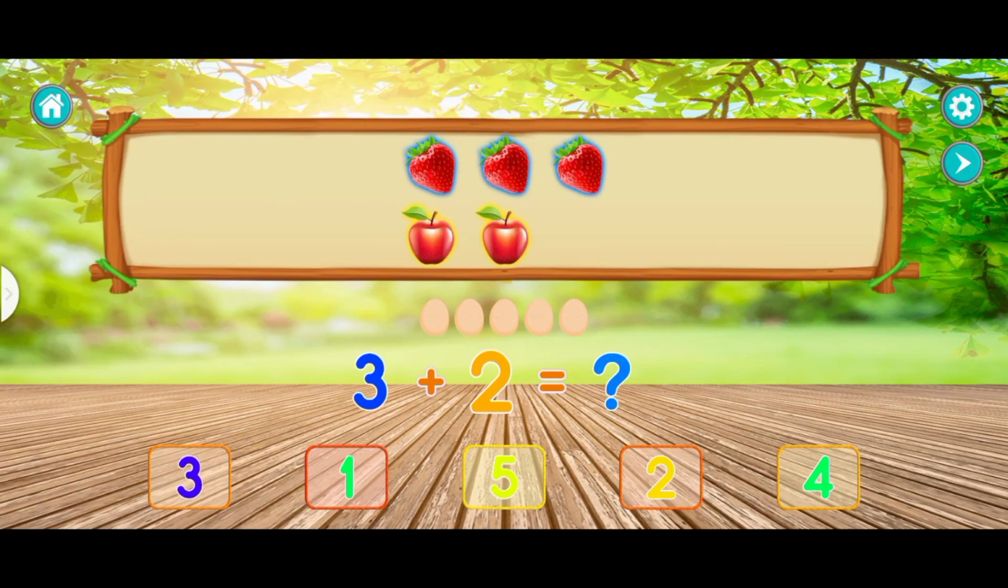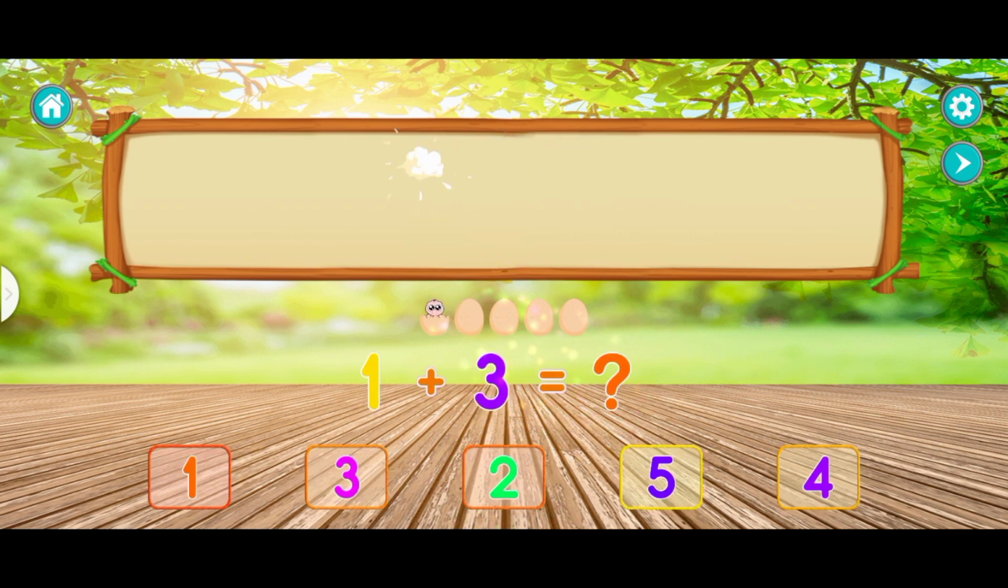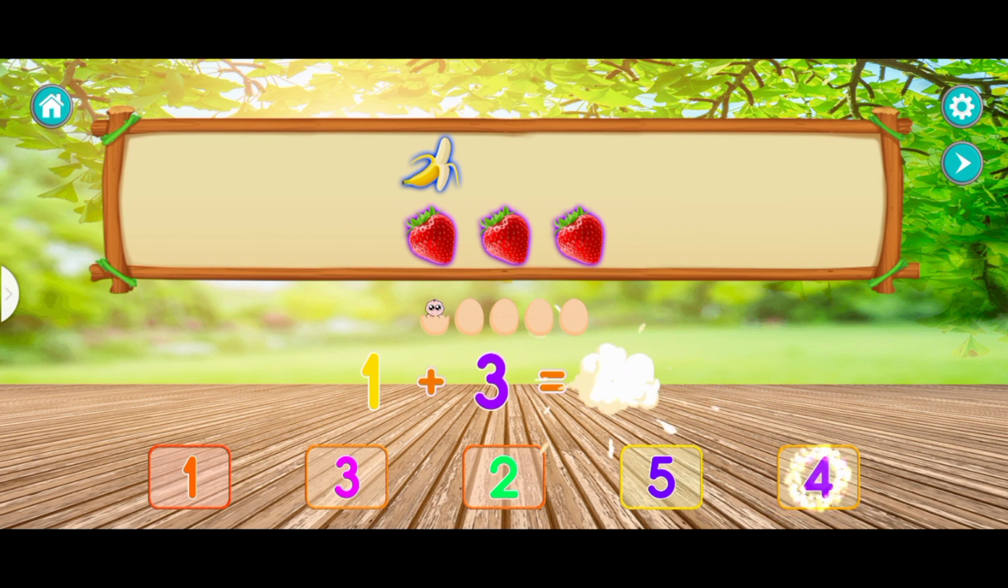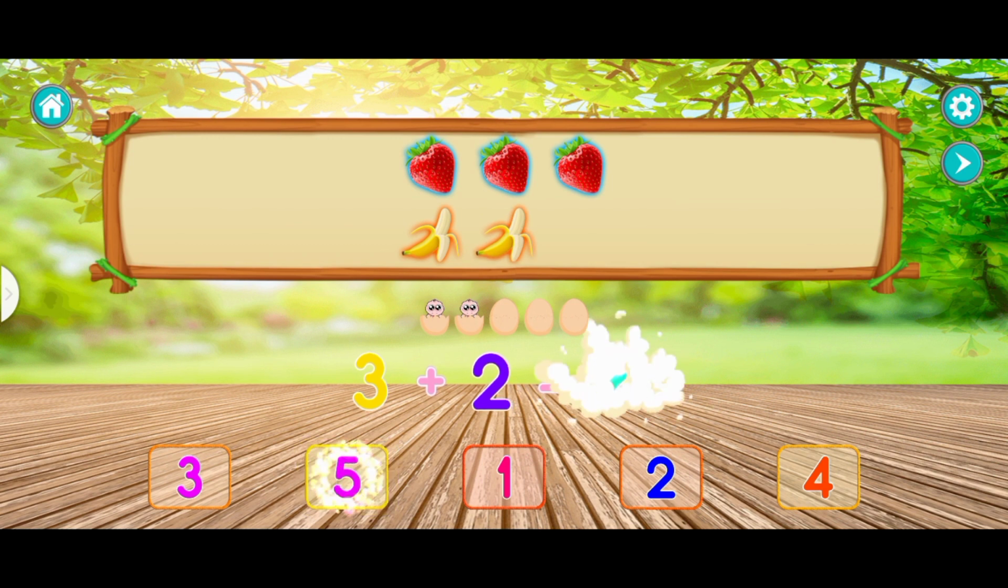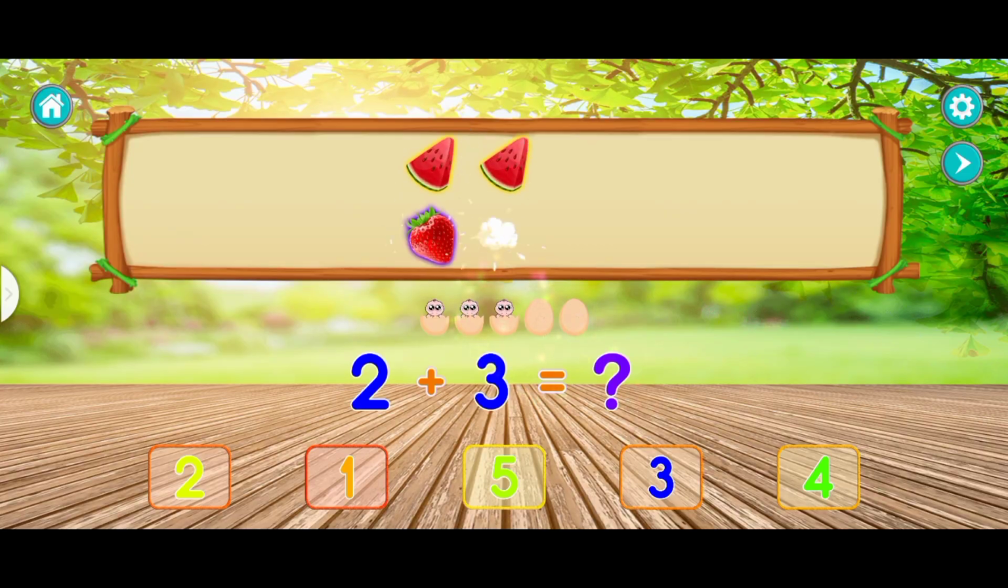3 plus 2 equals 5. Great. 1 plus 3 equals 4. Awesome. 3 plus 2 equals 5. Great. 2. 1.